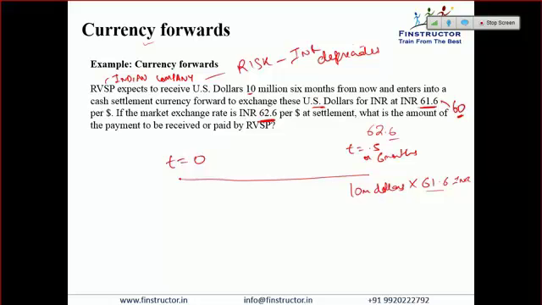Otherwise, had he not entered, he would have received 62.6 into 10 million. Now how much will our RVSP receive? Only 61.6. So on $10 million, RVSP could have received 62.6, but he will actually receive this much.